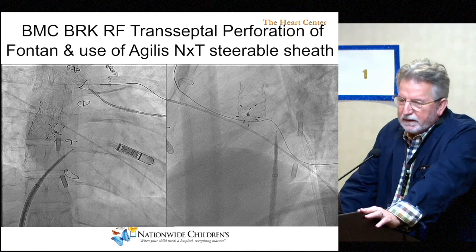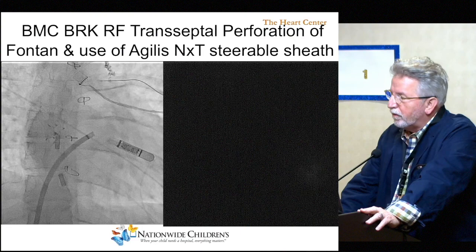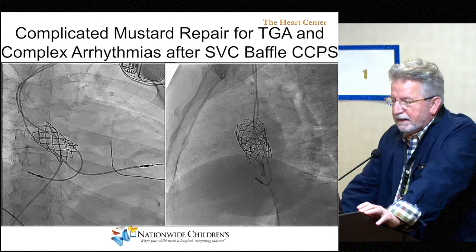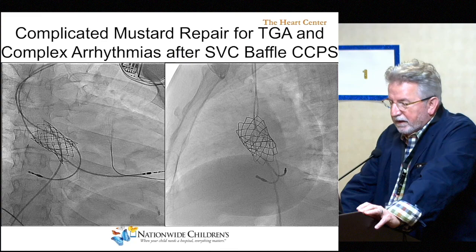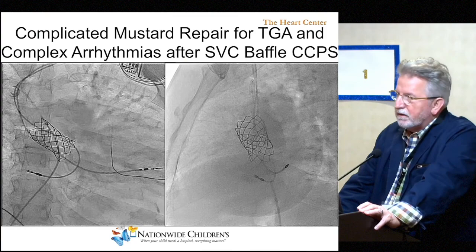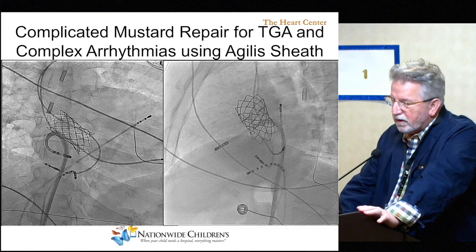And, of course, this is just the Agilis sheath in a very simple, not curved at this point in time. But this helps us. This helps the EP team as well. Again, this is a complicated Mustard repair. Already has a covered stent in the SVC baffle obstruction. And you can see the leads that were in place and already had a covered stent. But we were asked to say, well, we need to get across the baffle. So, again, transseptal, Agilis sheath, curve so they can get their EP catheters wherever they want. So that's the kind of patients you're going to get called for transseptal many times.